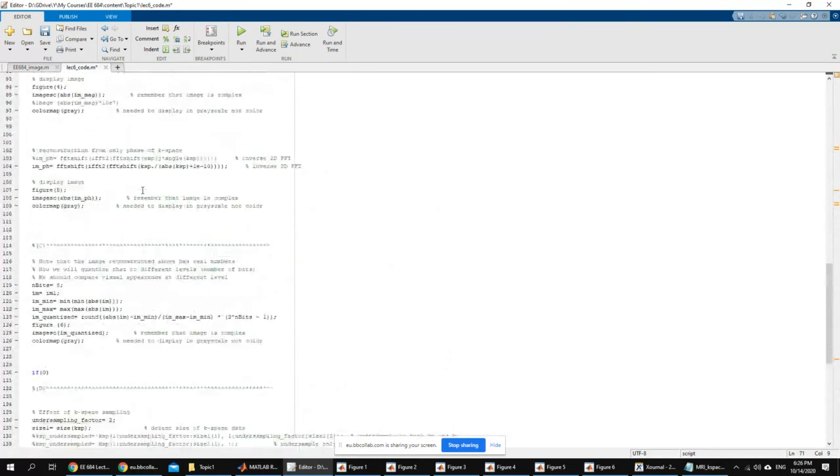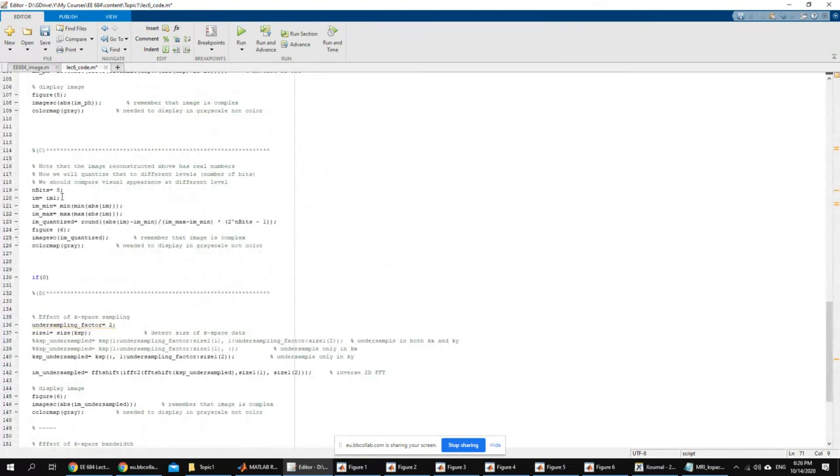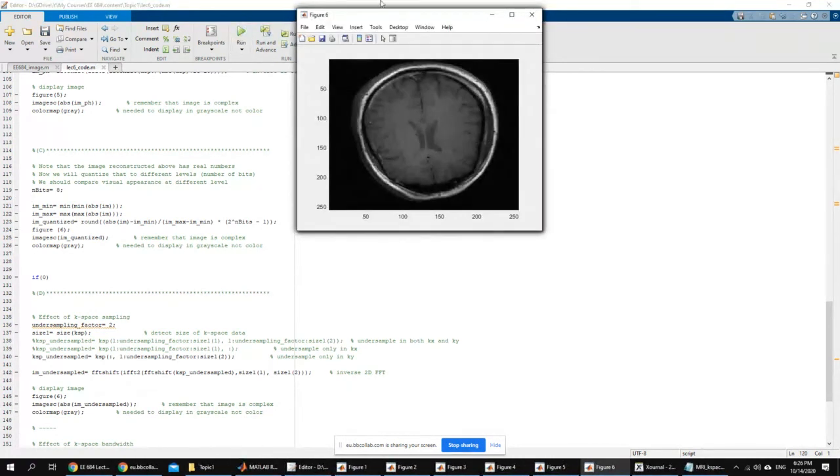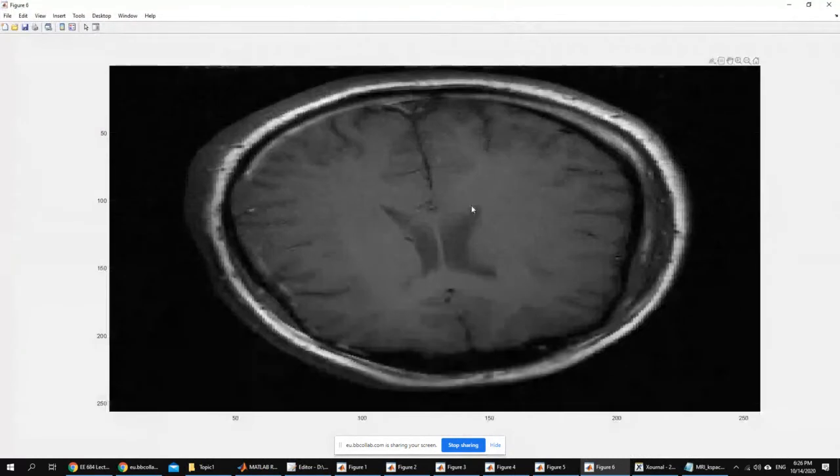Quantization. Okay. So this is the original image. Do you see any problems with this image? Looks okay, right?